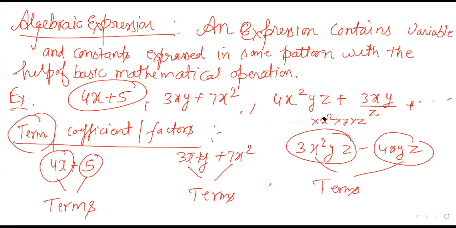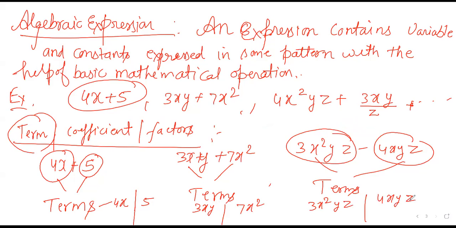Right. Now, we have terms 4x and 5. Here we have terms 3xy and 7x square. Here we have terms 3x square yz and 4xyz. If you take this one with sign, you can take.